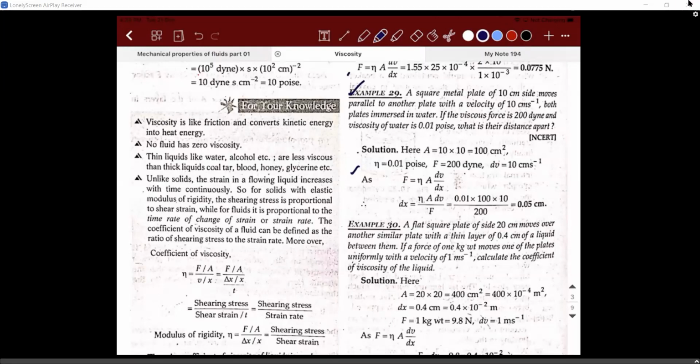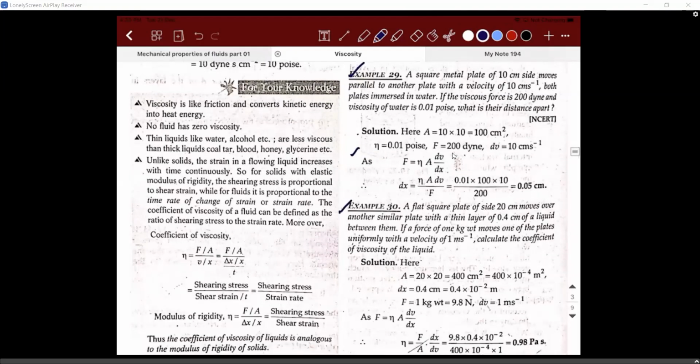Okay, proceeding to the next one, the 30th example. There is a flat square plate of side 20 centimeter, which moves over another similar plate with a thin layer of 0.4 centimeter of liquid between them. Write down the data. What are they saying? A flat square plate of side 20 centimeter moves over another similar plate, similar meaning the same 20 centimeter, with a thin layer of 0.4 centimeter of liquid between these two plates.